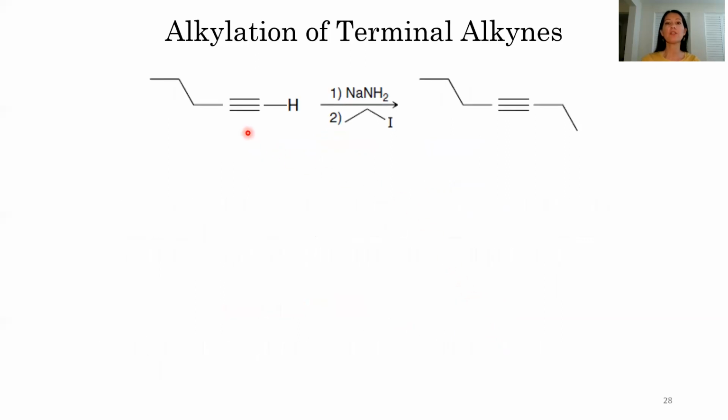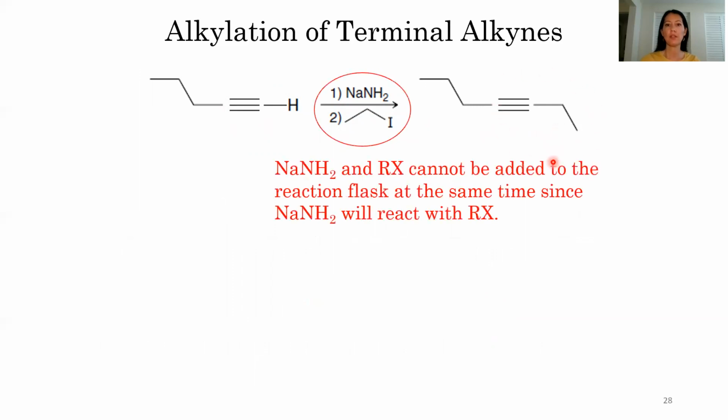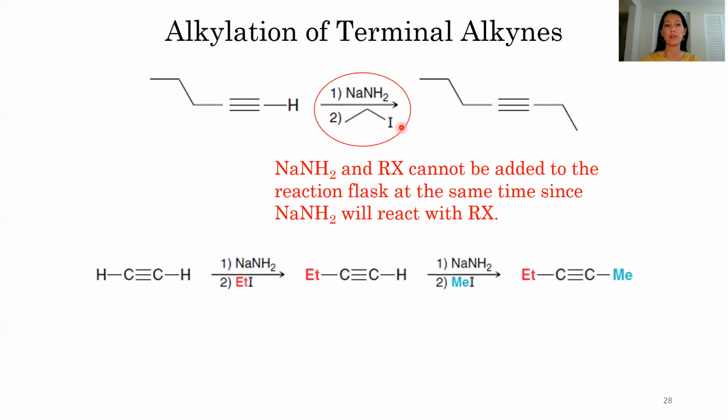Okay, so overall, look at this transformation. I could have this terminal alkyne, treat it with a strong base, sodium amide, and then in a second step, add ethyl iodide to give this alkylated product. One thing to point out, this has to be done stepwise. You can't just throw this all in one round bottom flask or a vial. The reason is that the base can actually react with your electrophile and destroy it.